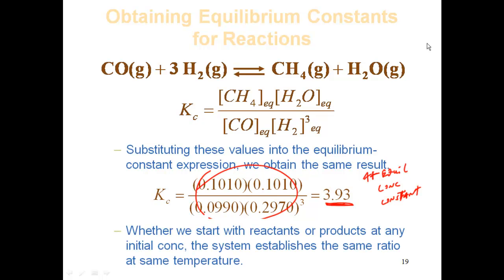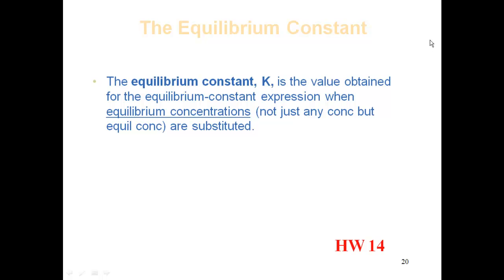So whether we start with reactants or products, at any initial concentration, the system establishes the same ratio at the same temperature. And remember, it's important, same temperature, that K value. All right, the equilibrium constant K is a value obtained for the equilibrium constant expression when equilibrium concentrations, not just any concentrations, are substituted. So it has to be equilibrium concentrations.